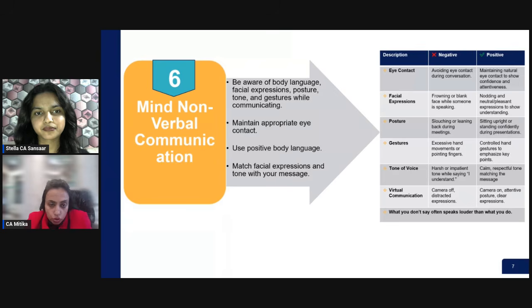So always nod whenever you are being provided any information, so that the speaker gets the idea that you are perceiving it. Again, I have said, slouching or leaning back during meetings is not to be done.